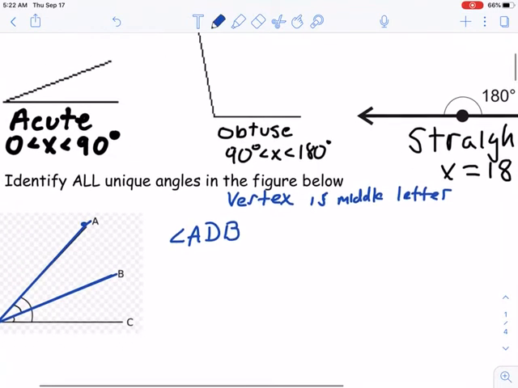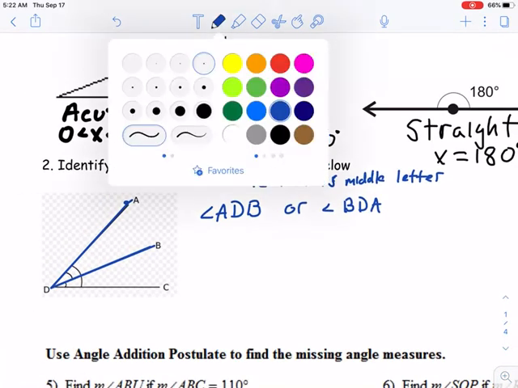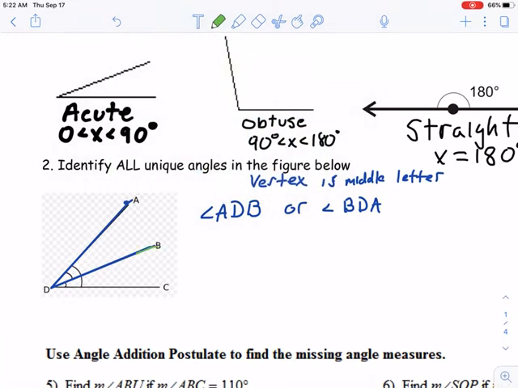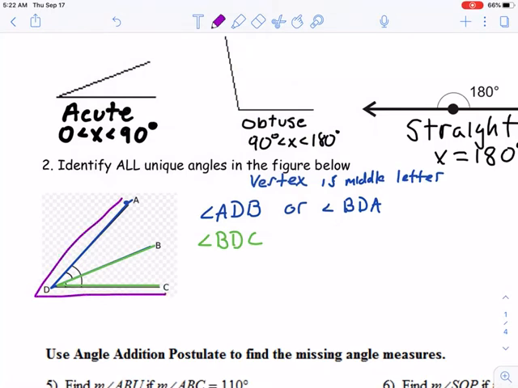Alright, so when I say ADB, or I'm not going to do this for all the angles, but I could say BDA. Those are the same exact angle. It's identifying the same thing. Then there's BDC, angle BDC, and last we got this whole thing, angle ADC.